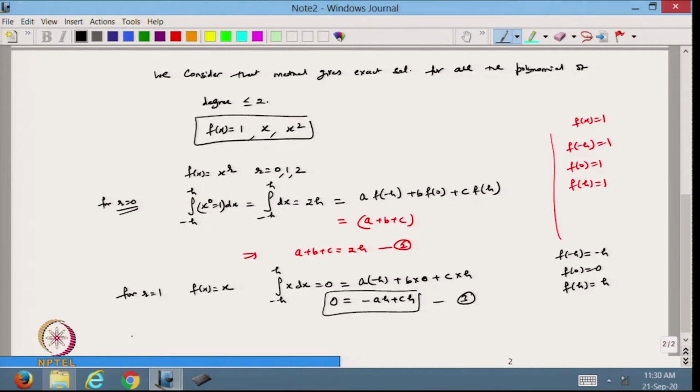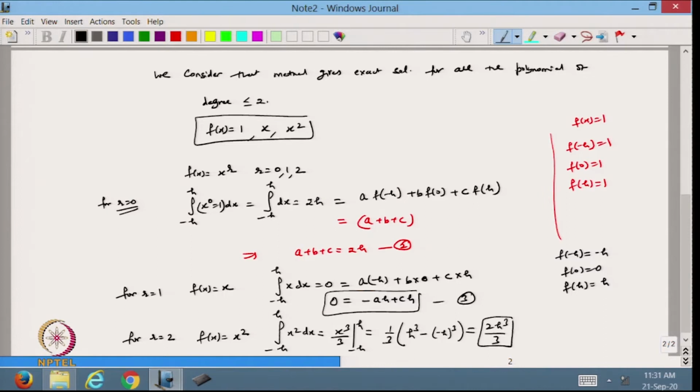Now, for r is equal to 2, my function f(x) becomes x square. Then, if I multiply by x square dx and integrate, I will get x cube by 3 from minus h to h. So, it will be 1 by 3 times h cube minus of minus h cube, so it will be 2h cube by 3. This is the value I am getting after solving the integration.